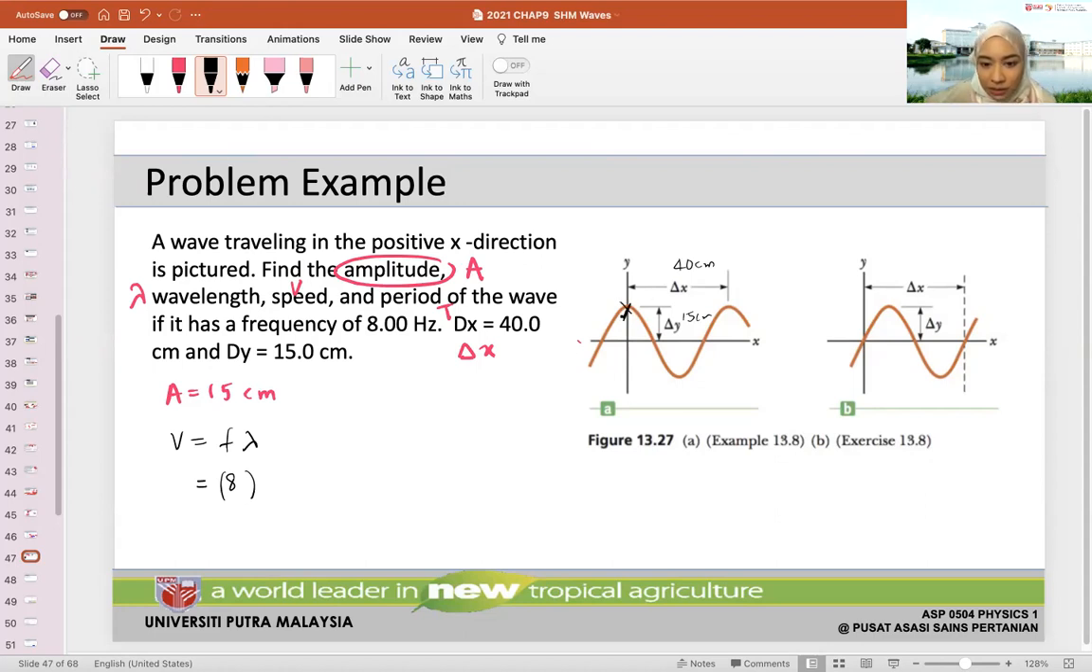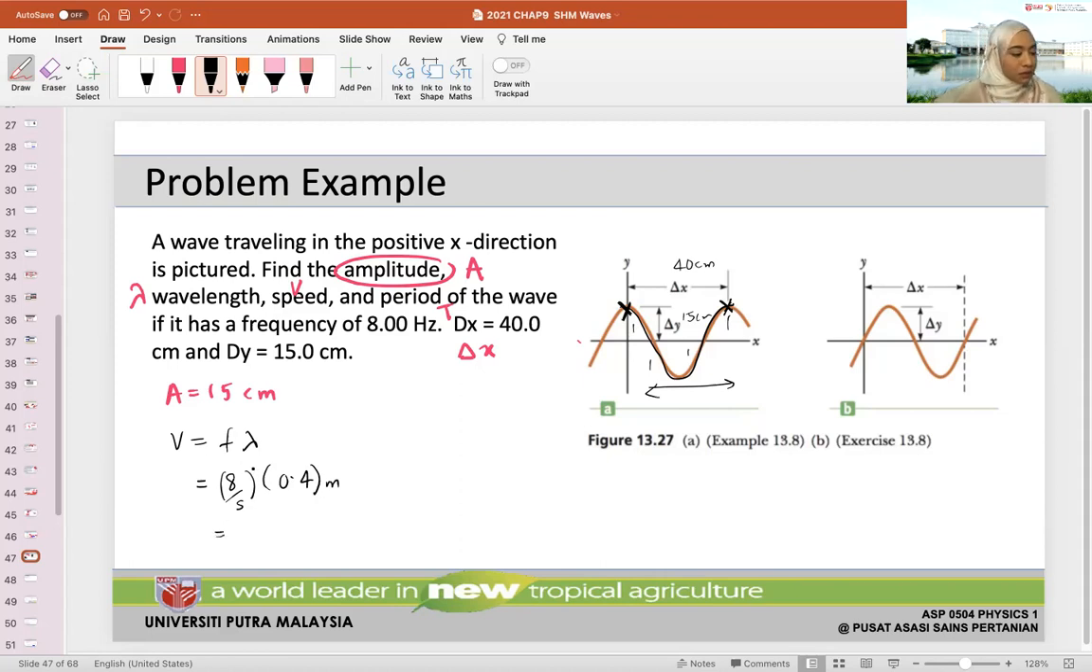So we have our initial point here. We have to go through 4 amplitudes to complete one cycle. 1, 2, 3, 4. So this is where you should stop. This is one cycle. So it's correct, 40. This is 40 centimeter, but you have to use SI unit, so 0.4 meter. Wavelength is in meter and your frequency is per second or hertz.